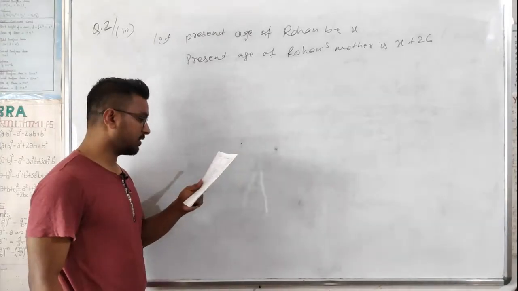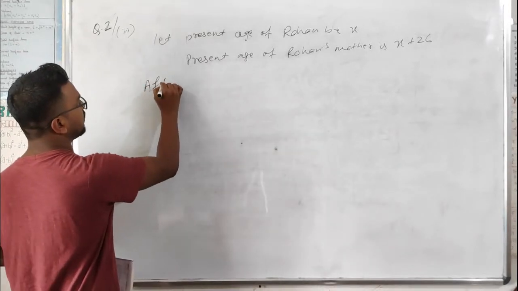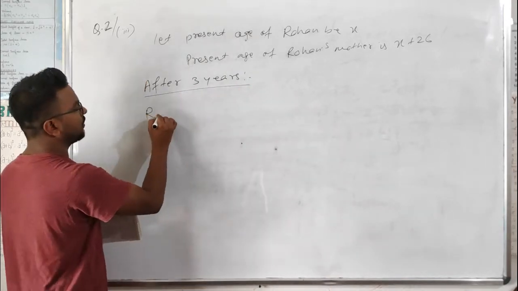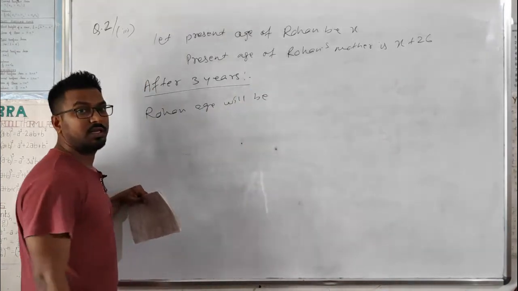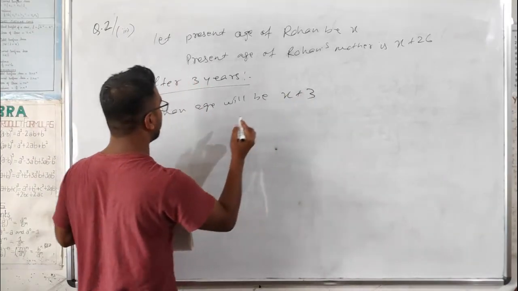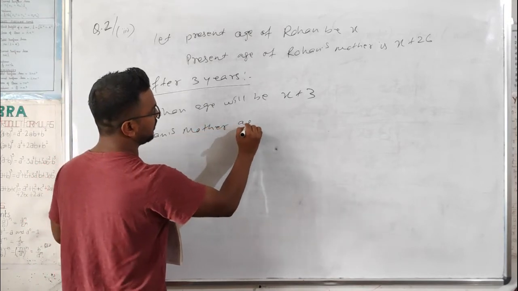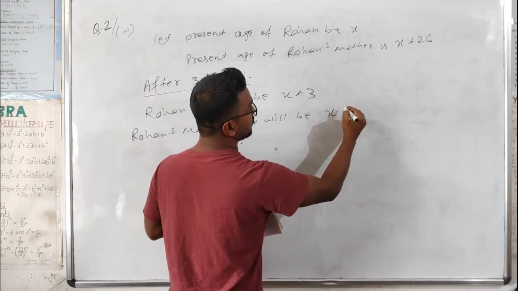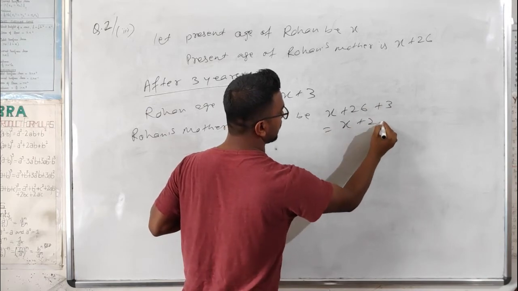Now it is saying after 3 years from now the product will be 360. So after 3 years we have to find after 3 years. So Rohan age will be how much? Present is x. After 3 years it will be x plus 3, x plus 3, and Rohan's mother age will be how much? Present age was x plus 26. Now after 3 years you have to add 3. So this will be x plus 29.